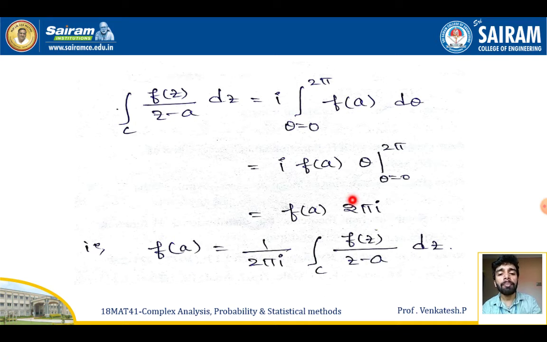So keeping f of a here itself, I am shifting 2 pi i to the LHS. So my Cauchy's integral formula will be like this: f of a is equal to 1 by 2 pi i integration over the region C, f of z by z minus a into dz. This formula can be applicable only if this z minus a is of order 1. So we'll see, if z minus a is of order n, what formula we can use.